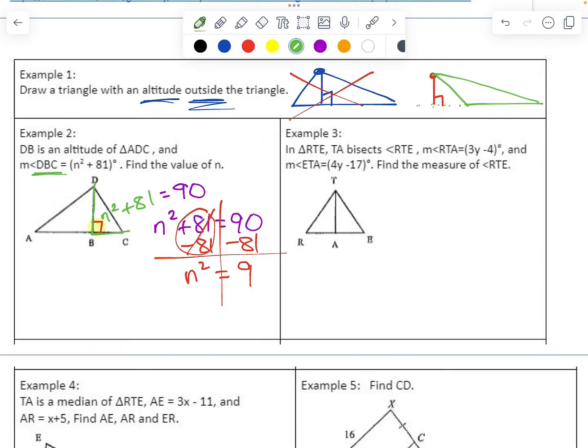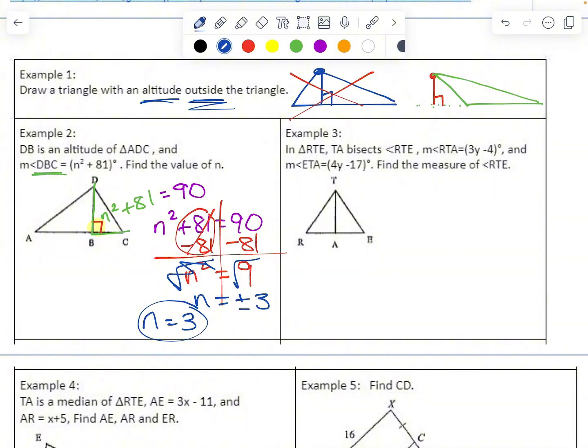To undo a square, we are going to do the square root, and the square root and the square will go away, so n equals. And when we take the square root, we get a positive and a negative answer. So the answer is a positive and negative 3. Since we are dealing with a triangle, an answer of negative 3 does not make sense. So we are going to say n equals 3.